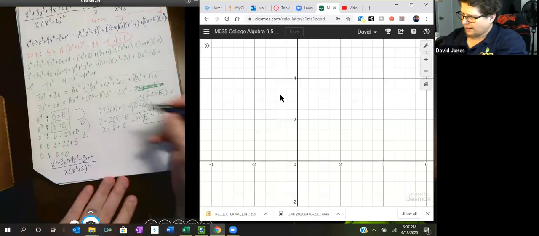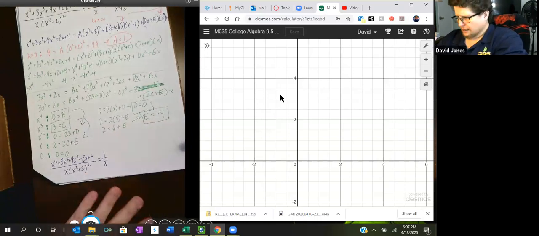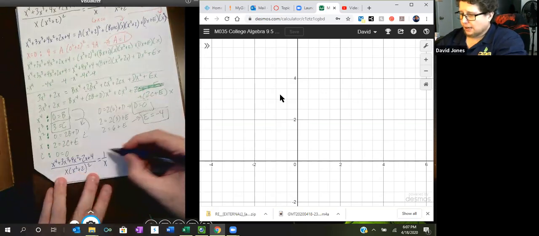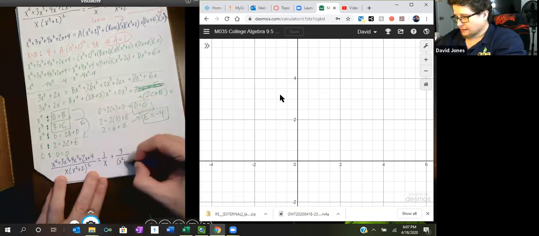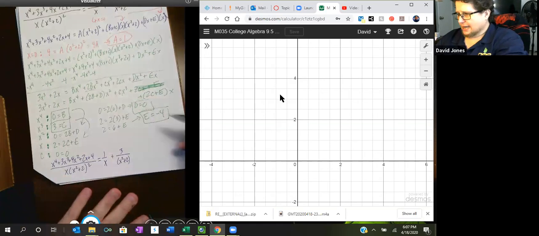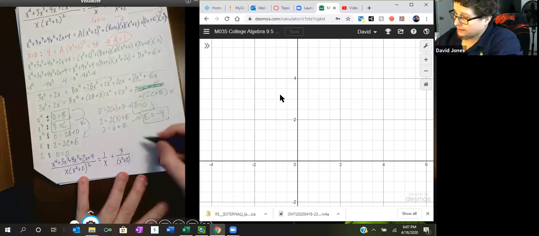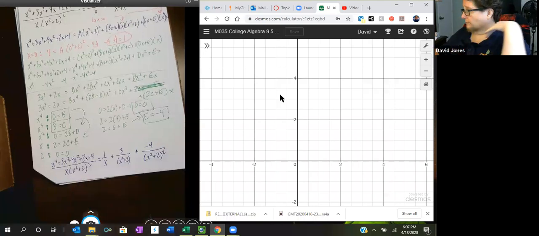So I start out, I got a equals 1, so I got 1 over x. My b and c are the next ones. I got 0x plus 3, so just plus 3. And my dx, that dx goes away. I've got negative 4 over x squared plus 2 squared. And that's kind of it in a nutshell.